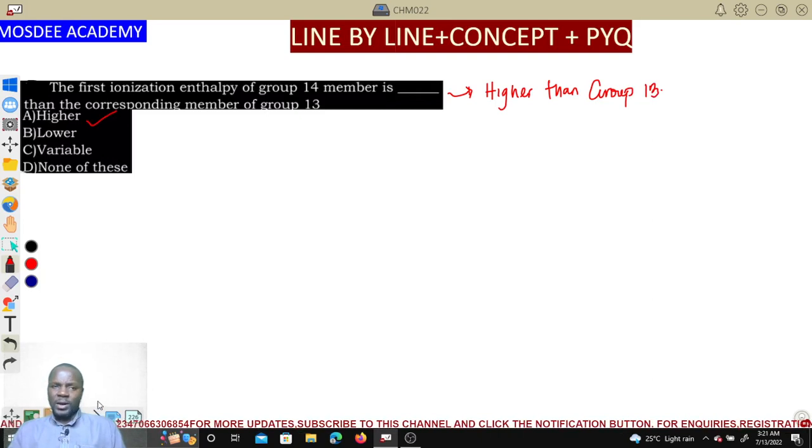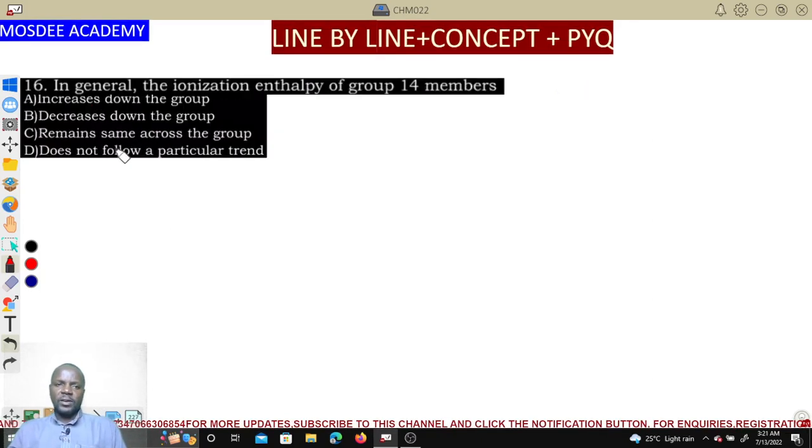The next question, we have to increase our pace. In general, the ionization enthalpy of group 14 members is dash. What do you expect for ionization energy in the group? Ionization enthalpy, ionization energy, anyhow, you know enthalpies are energy, heat lost or gained. You expect the ionization enthalpy to decrease down the group. Ionization energy only increases across the period. So this is the answer. We know that logic very well.